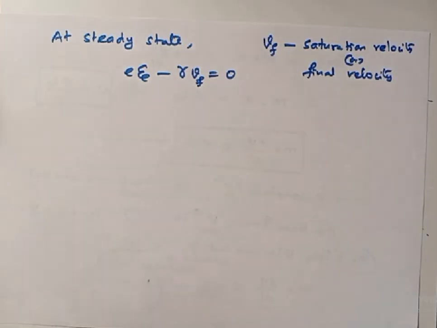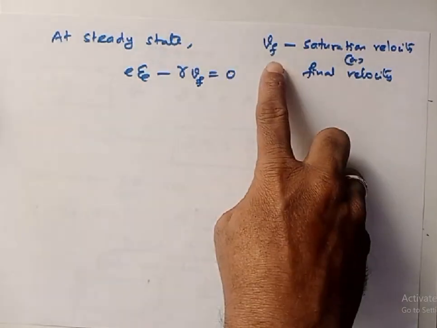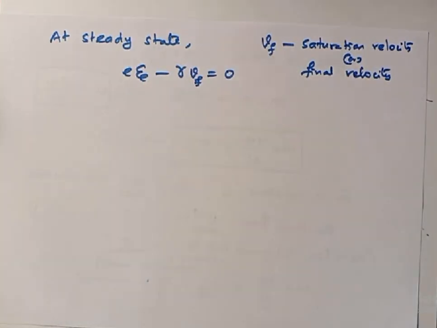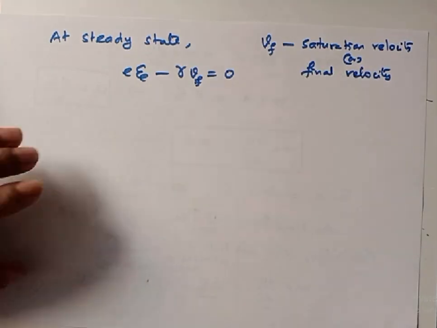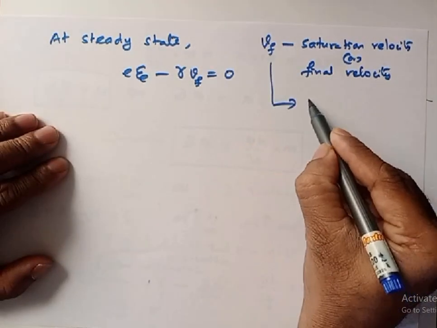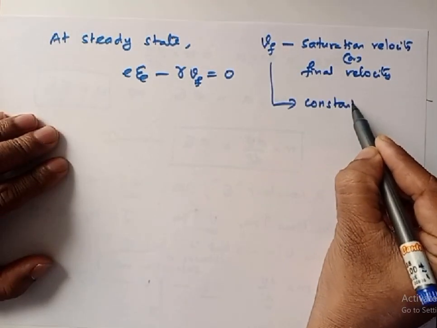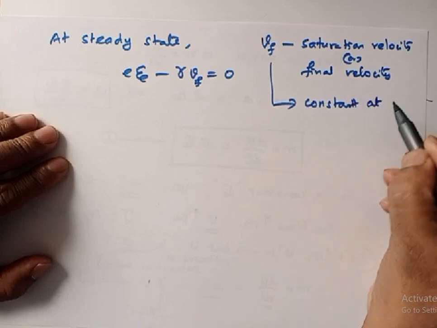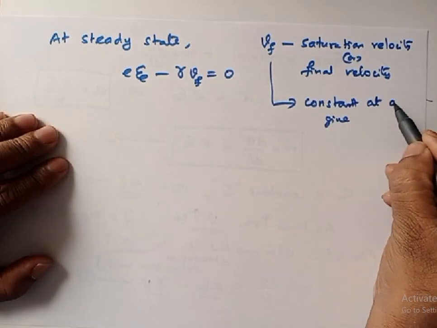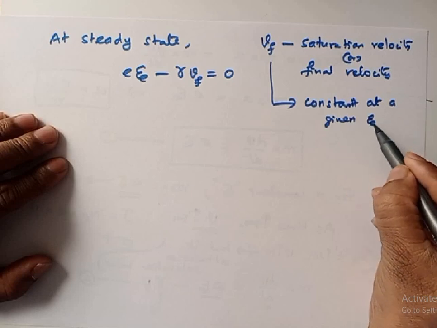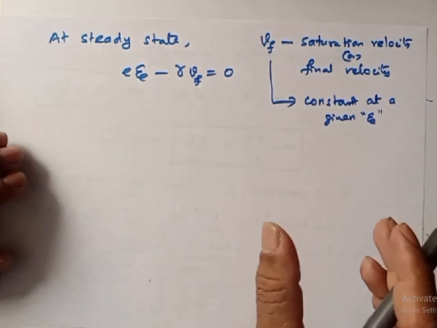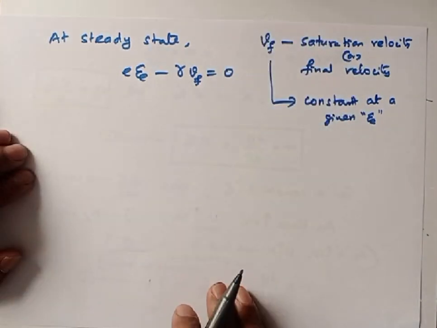Okay, when you apply an electric field epsilon, initially the velocity will increase, then it will attain a constant, maximum value. That maximum value is Vf. No further increase in the velocity occurs. And remember, Vf is a constant at a given epsilon value. For a given electric field strength, Vf is a constant, right?